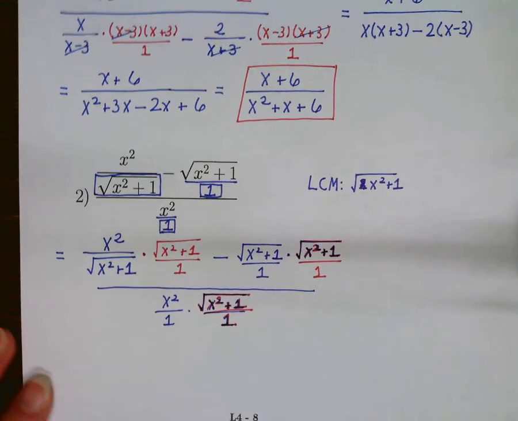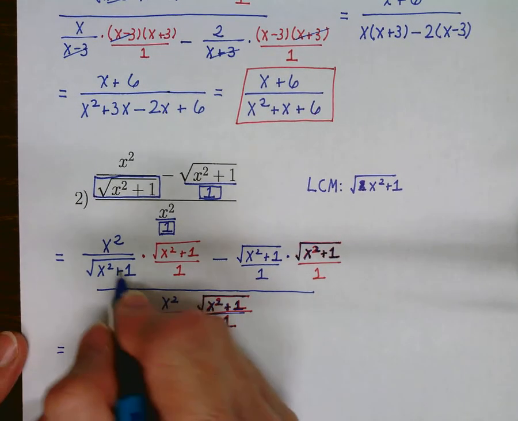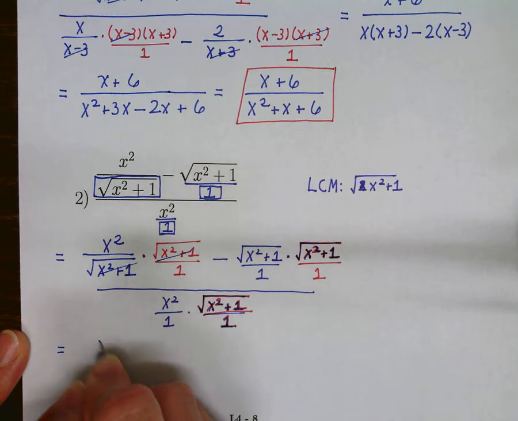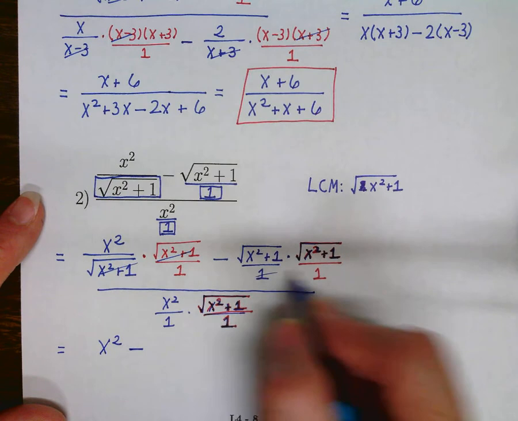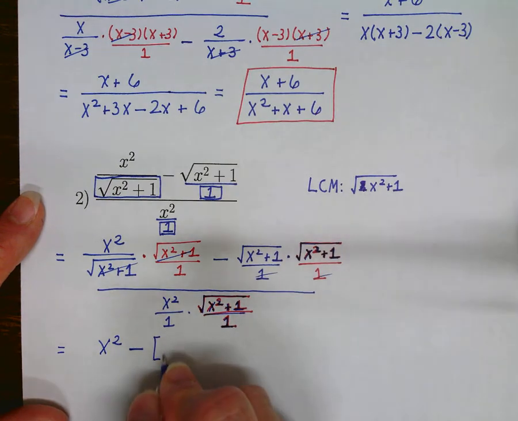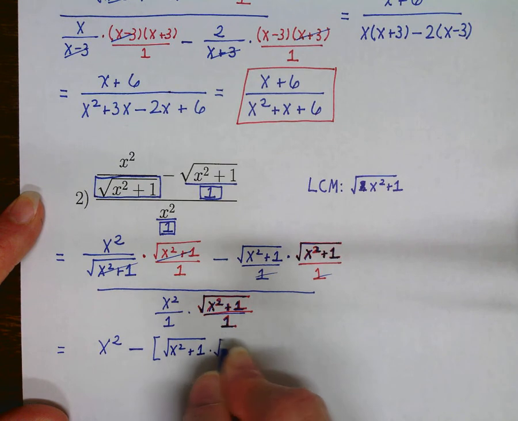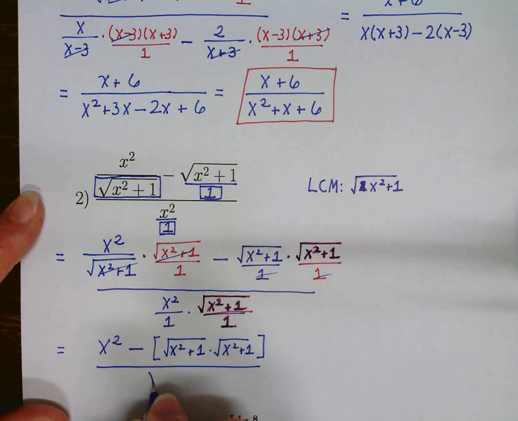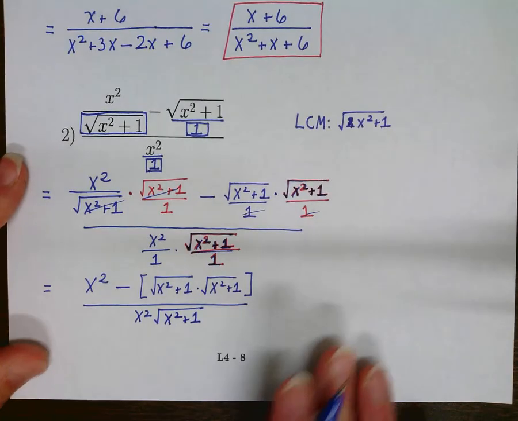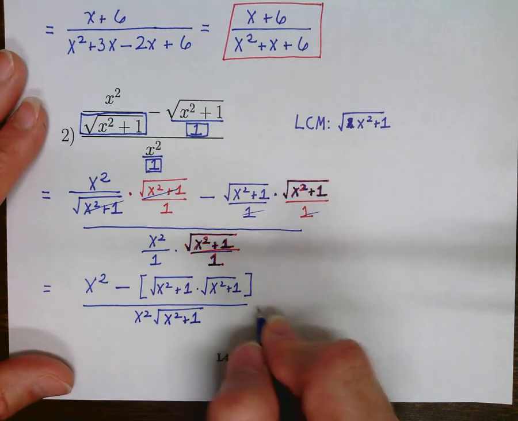Okay, now I can do my cancellation again, and notice what happens. I'm left just with x squared minus the product of the square root of x squared plus 1 times the square root of x squared plus 1, all over x squared times the square root of x squared plus 1. Okay? Now, what do we end up with?